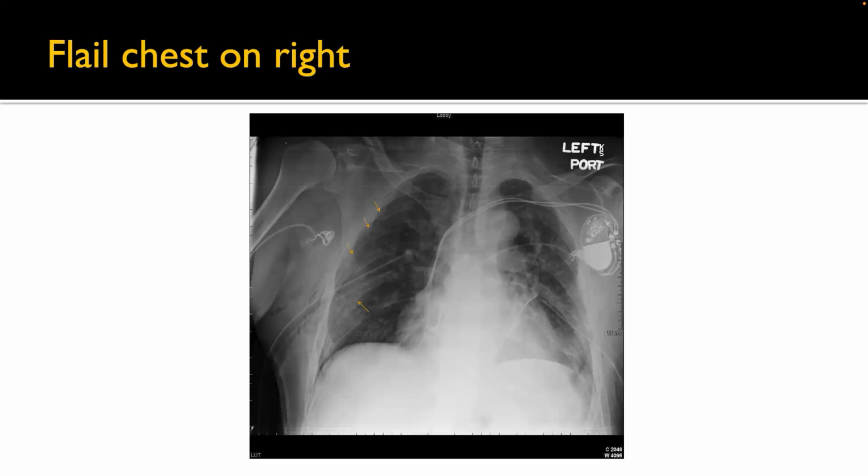Flail chest, when you're looking at ribs and all that stuff, multiple rib fractures. Chest tube, of course, in place from that standpoint, but you can see the different rib fractures and all that stuff. Four ribs, flail segment, bad problems.